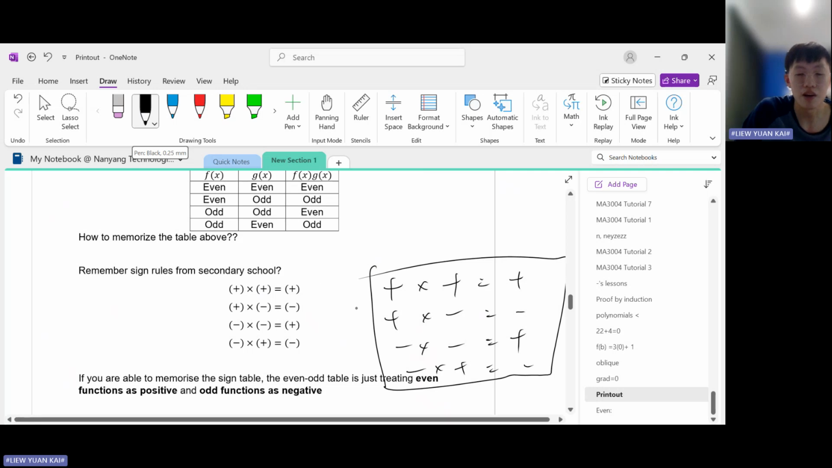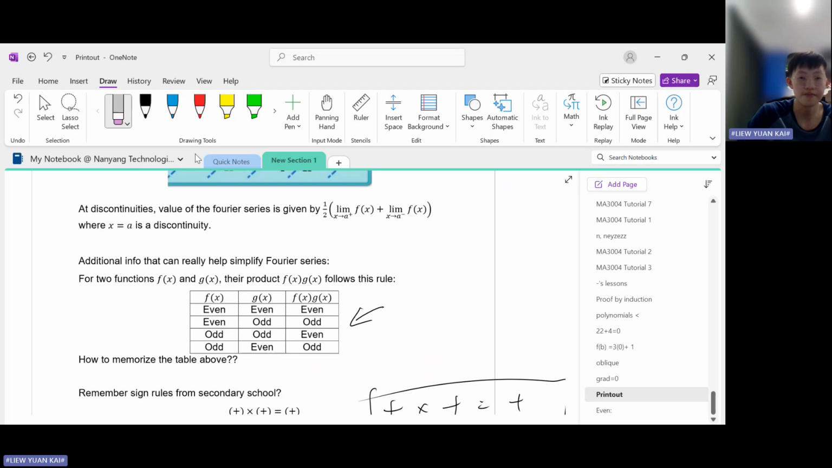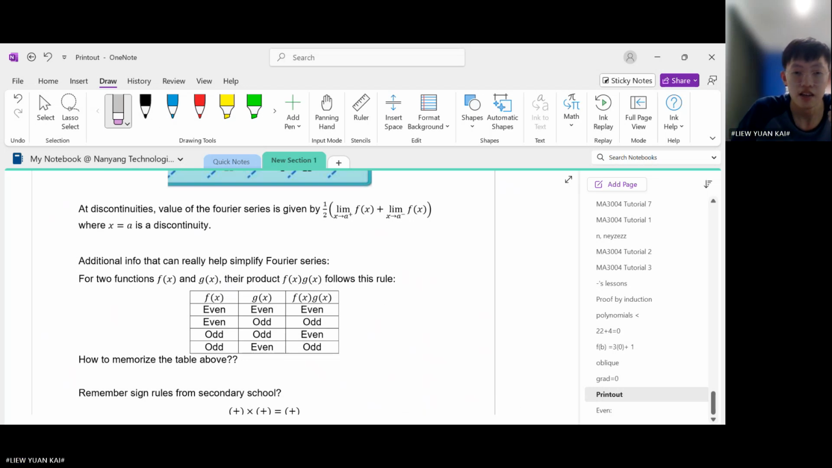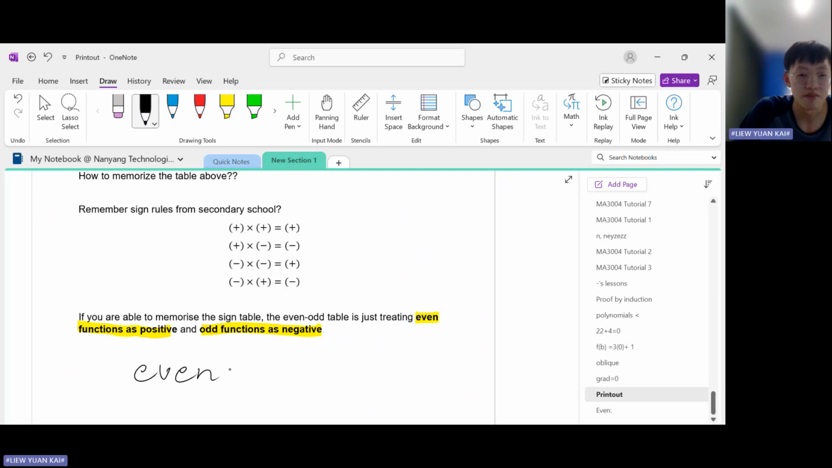How do I apply this to help me remember the odd and even function table? This is how you do it. Let's take a look at the last sentence over here. The even odd table is just treating even functions as positive and odd functions as negative. It really does follow this pattern. If you think of even as positive and odd as negative, it will exactly match this property.